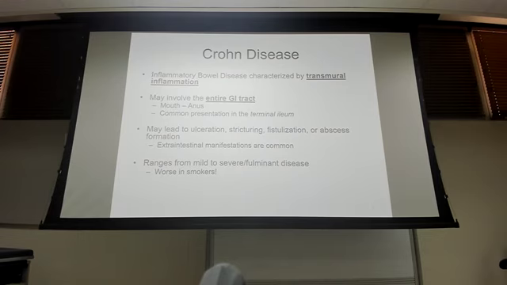Crohn's can lead to ulcerations, stricturings, fistulations, and abscesses. And the extraintestinal manifestations that I showed you, the large slide which encompasses all of IBD, you're going to see them more commonly in Crohn's than you are in UC. It can be mild all the way to fulminant disease. Worse in smokers.